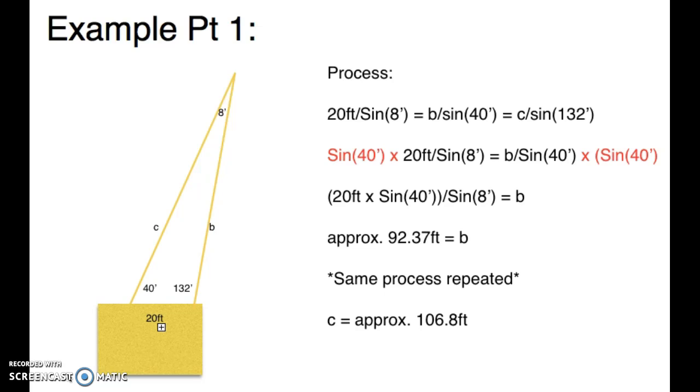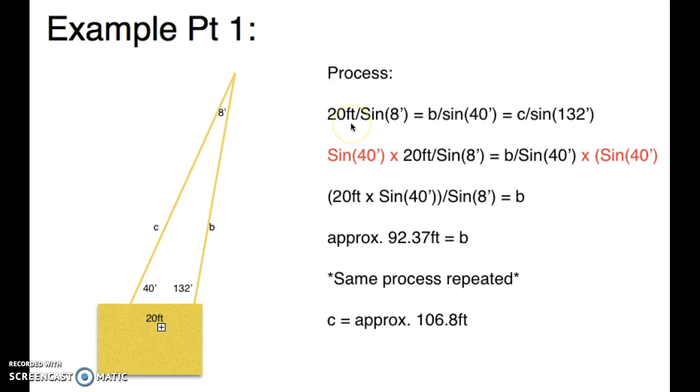Here is an example of how the law of sine would be used in real life. Let's say some engineers are trying to construct a crane and they have the given angles 8 degrees, 40 degrees, and 132 degrees, along with the base, which is 20 feet. Our goal here is to find the lengths of C and B to determine how much metal should be used in order to construct the crane itself.